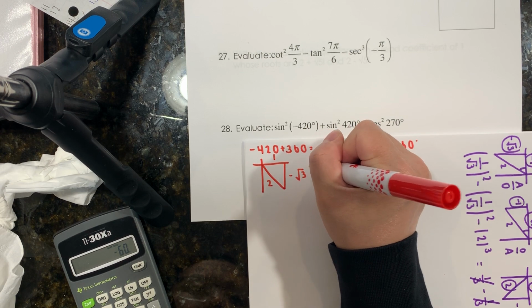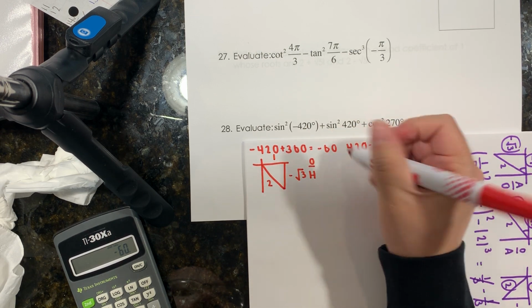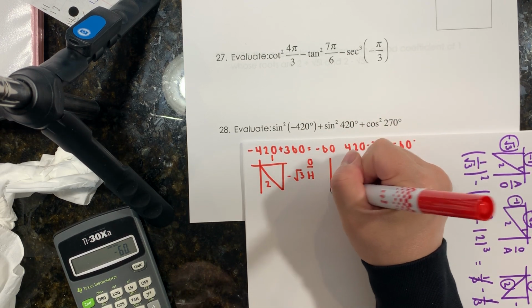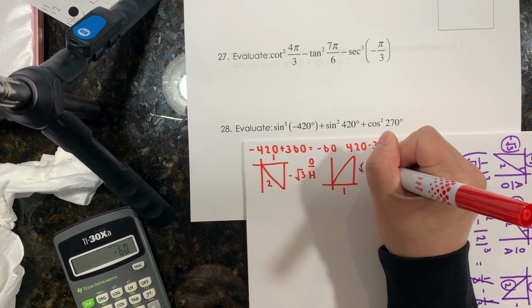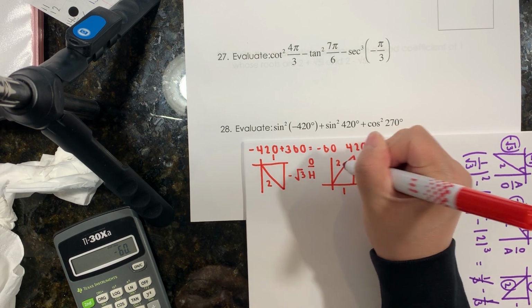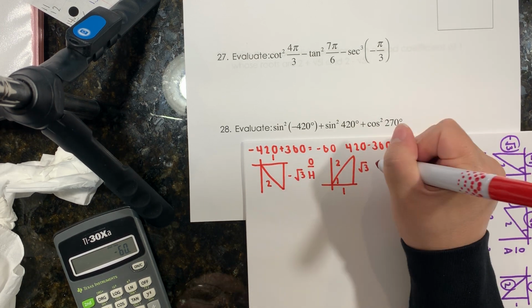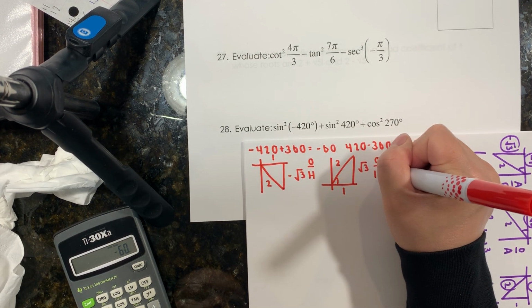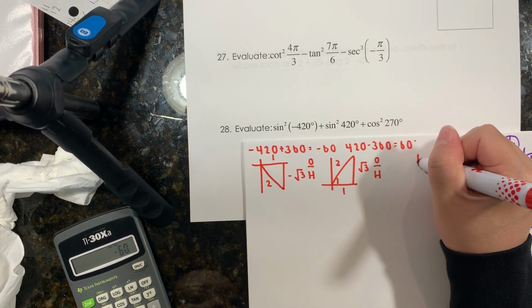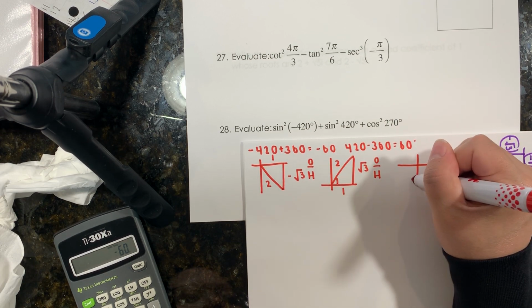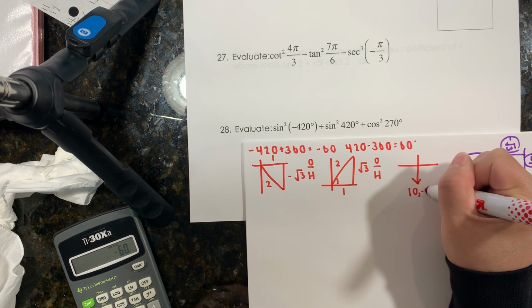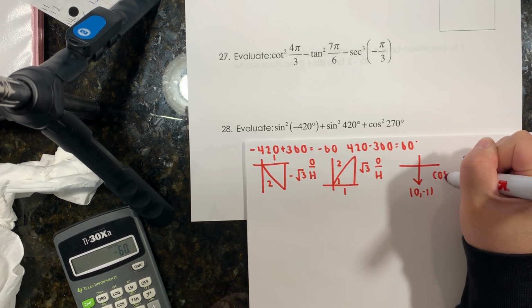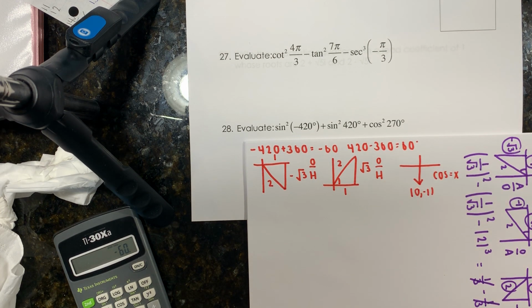Sine is opposite over hypotenuse. Second one is going to be a 60-degree triangle in quadrant 1. So adjacent will be 1, opposite positive root 3, hypotenuse 2. And sine again is opposite over hypotenuse. Lastly is 270 degrees. So on my unit circle, 270 degrees faces down. That would be 0, -1, and cosine is equal to the x coordinate.